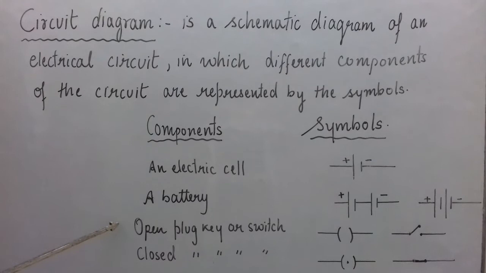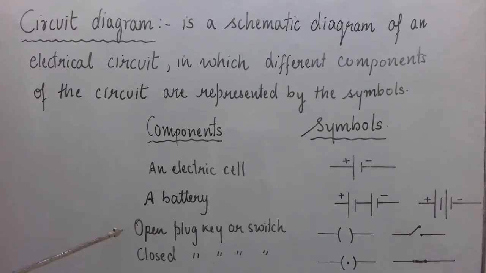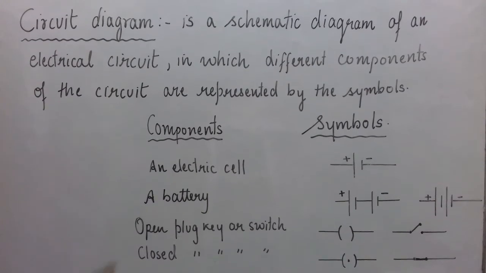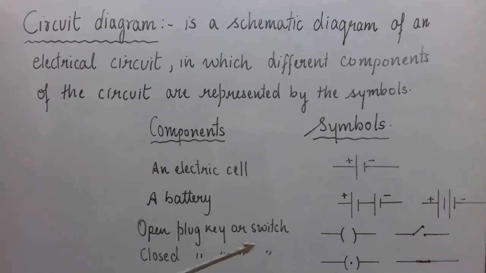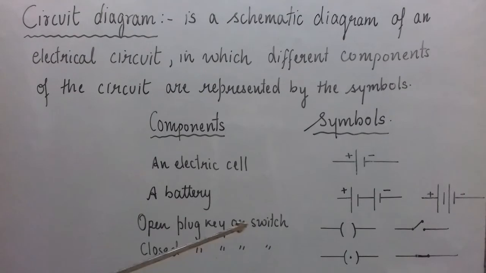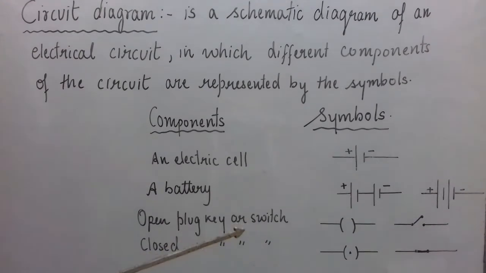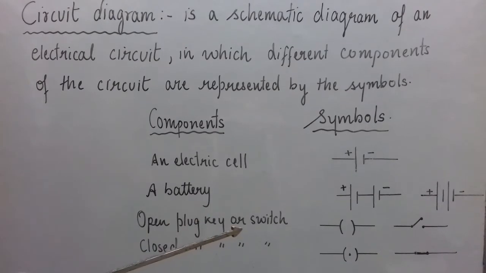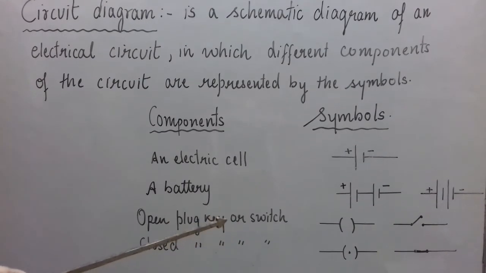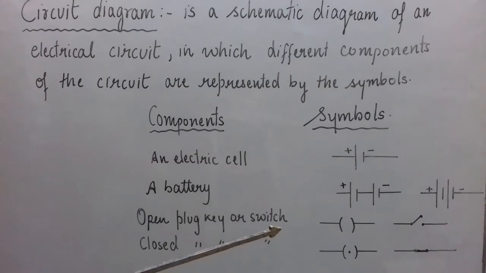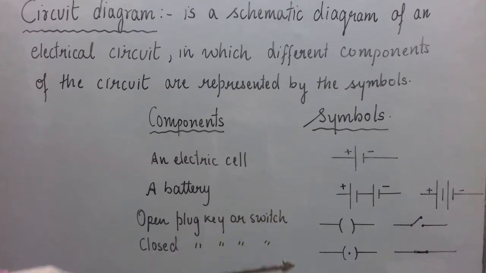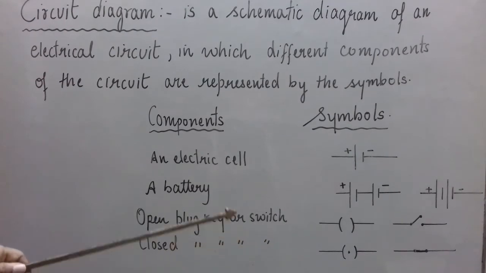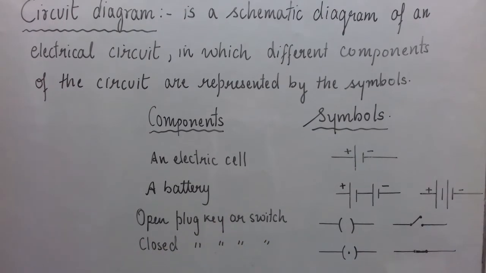Open, as I have told you before, when the switch is open, it means there is no electric current in the circuit. So the switch is off. In this case, we can use any of the two symbols. I prefer to draw the first symbol. Just draw this line and two curves here. So this is the switch which is open. Or the second figure is also there, where there is a gap between the two dots, which shows that there is no conducting link here.